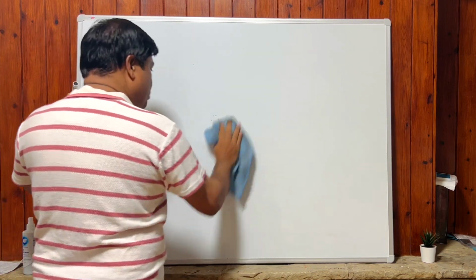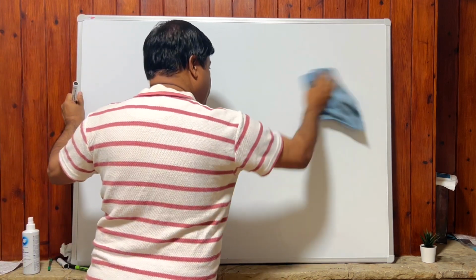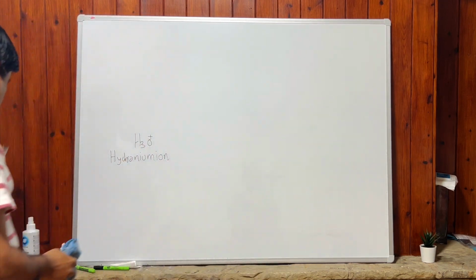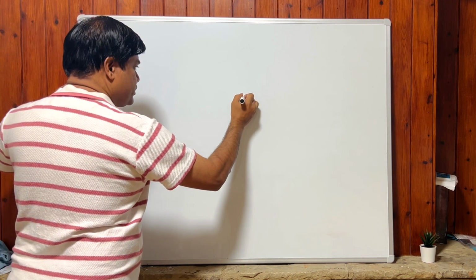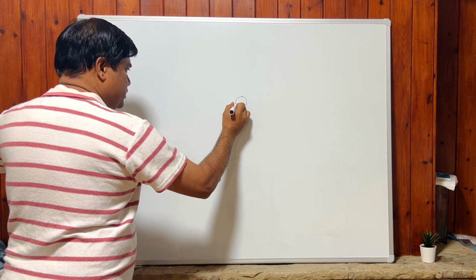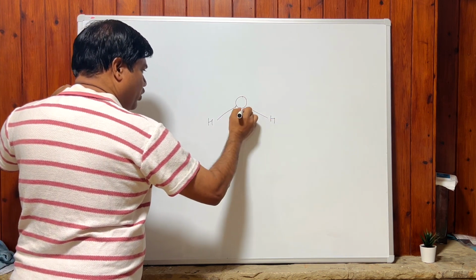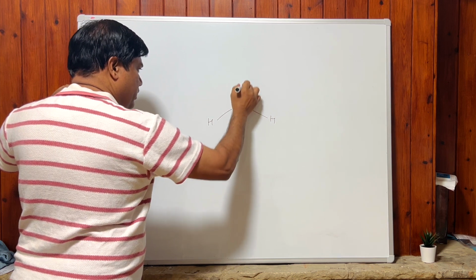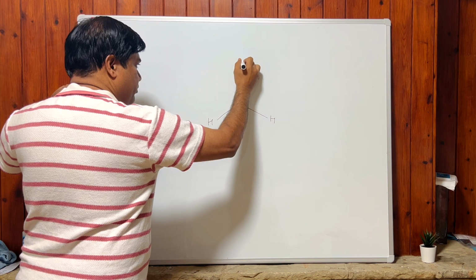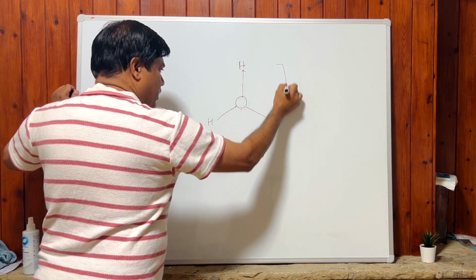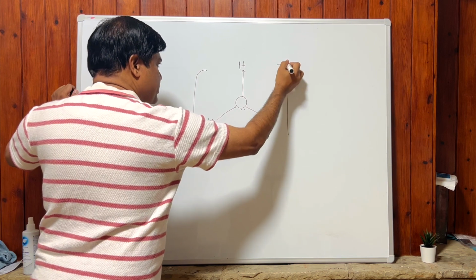The water has 2 lone pairs. Out of the 2 lone pairs, oxygen donated one of the lone pairs to the H plus ion. Look at the drawing first. Oxygen has 2 lone pairs. In the water molecule, one of the lone pairs is given to the H plus ion, a dative bond. This is the positively charged ion, put a plus sign on it.